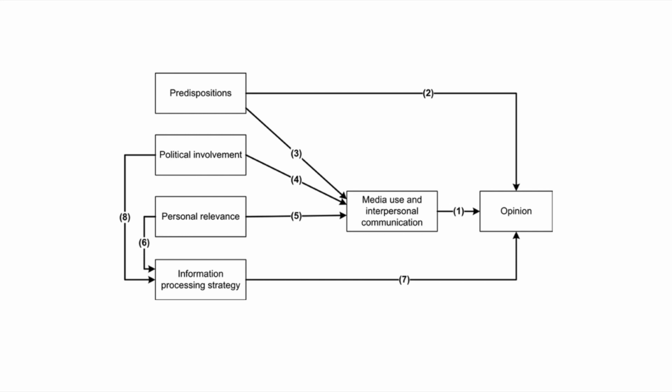Predispositions, how we were, how we grew up, where we grew up, in which family, class, etc. And what kind of political involvement we're already part of, what we see as personally relevant, and how we process the information that we receive. And this is just one model, but at the heart of it is media use and communication. So this is what I'm going to focus on here: a potential understanding of how we form our opinions based on our media use and interpersonal communication.